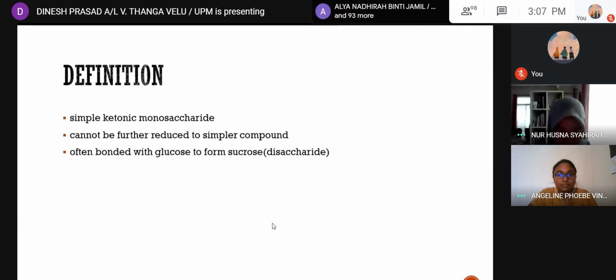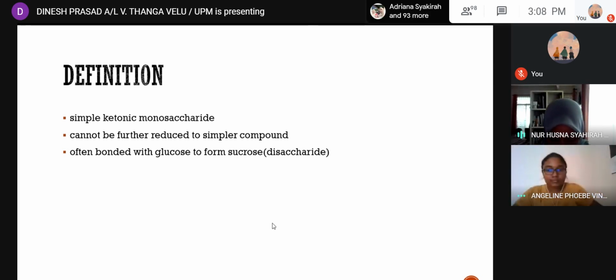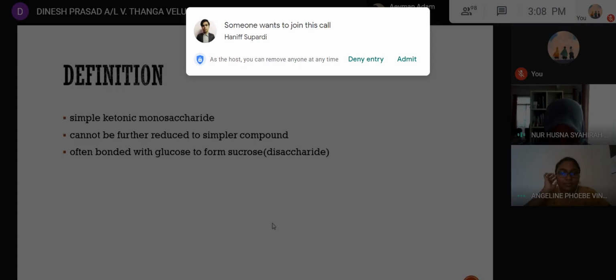So what is fructose? Fructose or fruit sugar is a simple ketonic monosaccharide, which we can call ketohexose too. It is found in many plants.